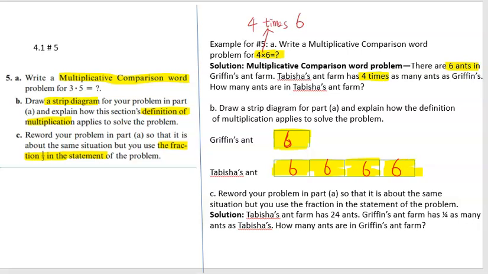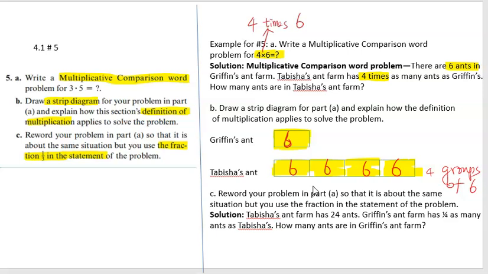And from the drawing, it's very easy to see that we have to do multiplication because we have 1, 2, 3, 4. We got 4 groups. Each group has 6. That's literally 4 groups of 6. By the definition of multiplication, we do 4 times 6. That gives us the total number of ants Tabisha has. So that's the numbers part.